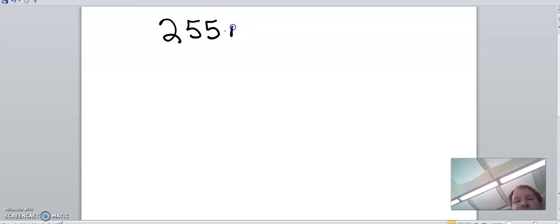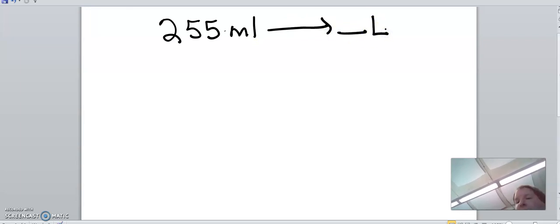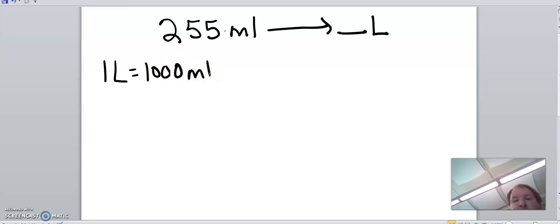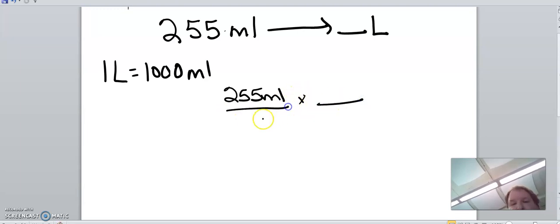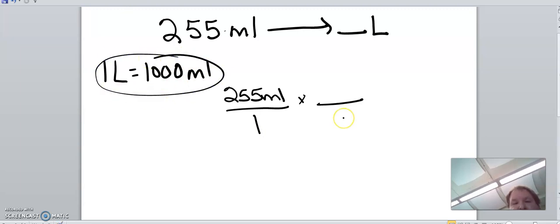So we're looking at 255 milliliters, and we want to know how many liters that makes. Okay, so we need to look at our conversion factor. And when we have liters and milliliters, we're looking at 1 liter equals 1,000 milliliters. So we have simple math again. We write down what we know, 255 milliliters, and we're going to have this conversion factor from over here. We're going to put it over here.